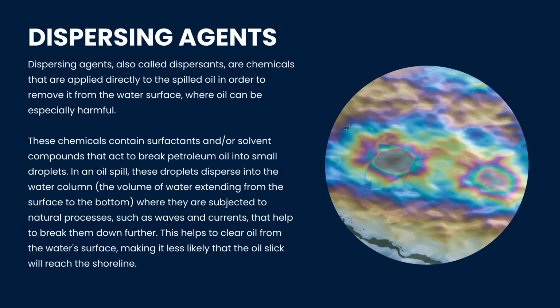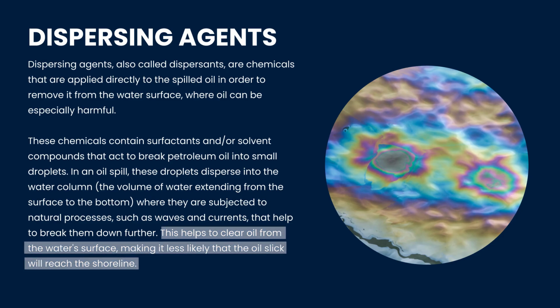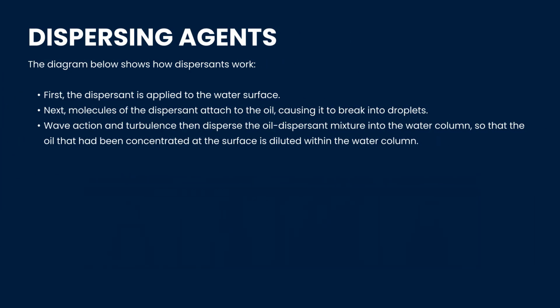Dispersants are chemicals applied to oil spills to break the oil into smaller droplets. These droplets mix into the water column and are further broken down by natural processes, reducing the amount of oil remaining on the surface. The idea behind dispersants is relatively simple.